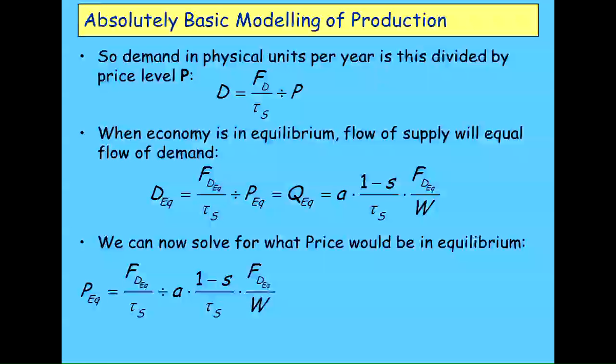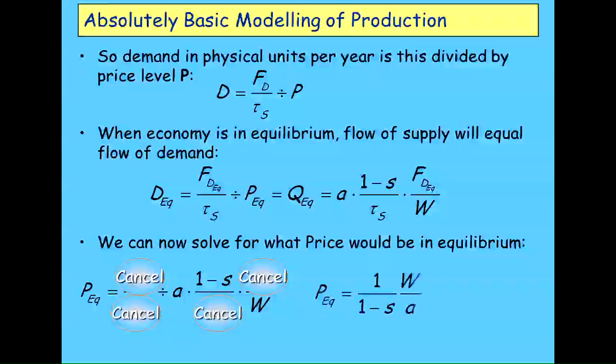Messy, but there's a whole lot of cancellations there. For example, the time lag, the time delay, they cancel out. The amount in the deposit account cancels out. So I'm left with a simple equation saying price in equilibrium is going to be 1 over 1 minus S, multiplied by W divided by A. What does that mean?